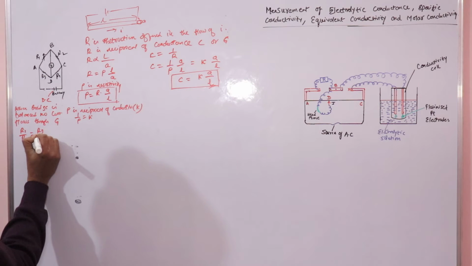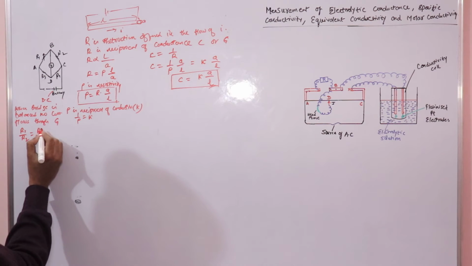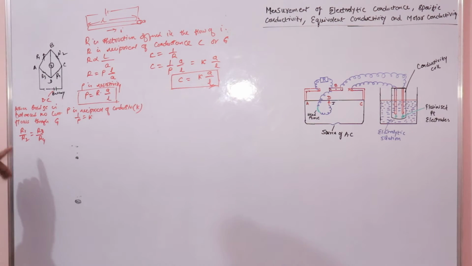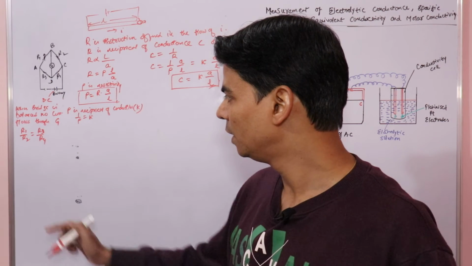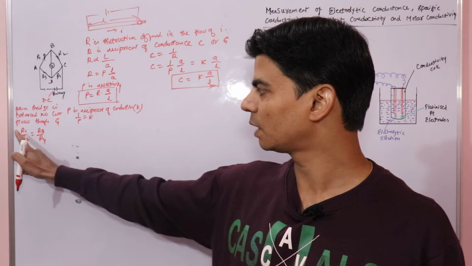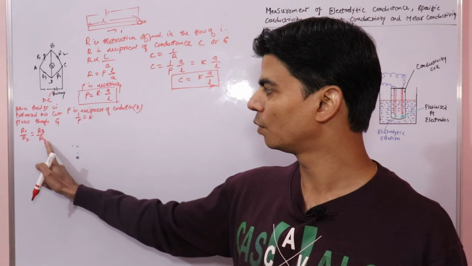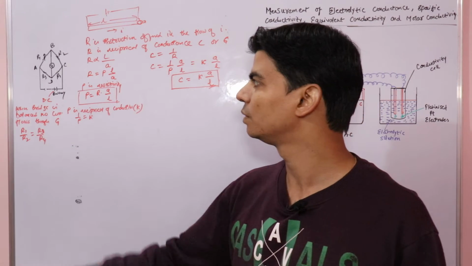is equal to R3 upon R4, right? So if we know the ratio of R1 and R2 and one resistance, say R4 or R3, then the other unknown resistance can be calculated. I'll repeat, if we know the ratio of R1 and R2, and say we know R4, then R3 can be calculated, the unknown resistance.